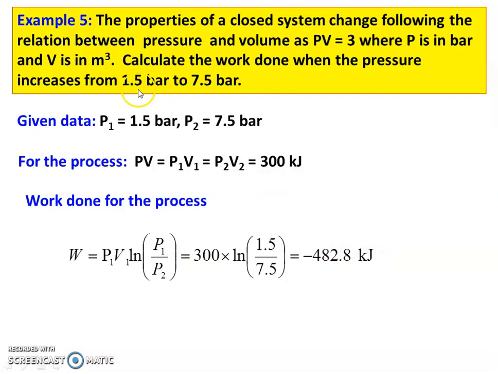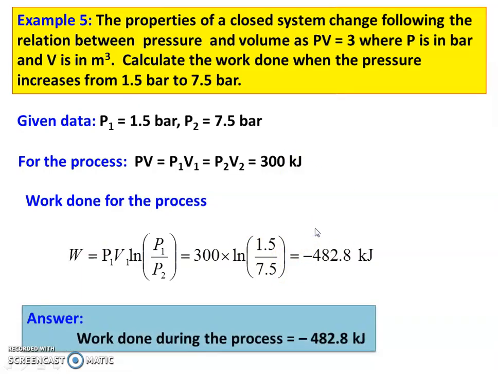So pressure is increasing. Here initial pressure is 1.5 bar, final pressure 7.5 bar. It is a compression process. So for a compression process we have to supply the work. So work done is negative because it is a compression process. So work done during the process is minus 482.8 kilojoules.